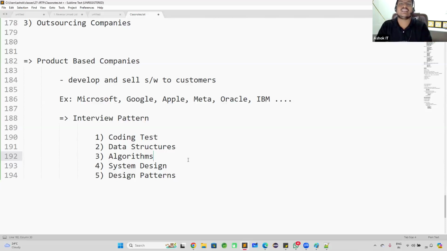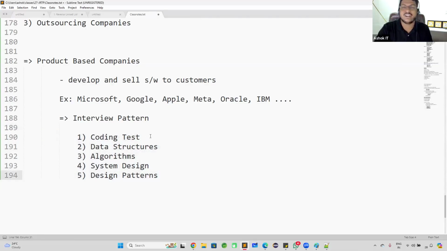So they will give you one task, they will give you 1 or 2 days, and then you need to submit your task. It's not like question and answer. It's like a task and implementation. When you go for product-based companies, guys, the interview pattern will be like this. They will conduct some coding tests. They will ask questions on data structures, algorithms, system design, and design patterns. So that's why the interview process is difficult in product-based companies.